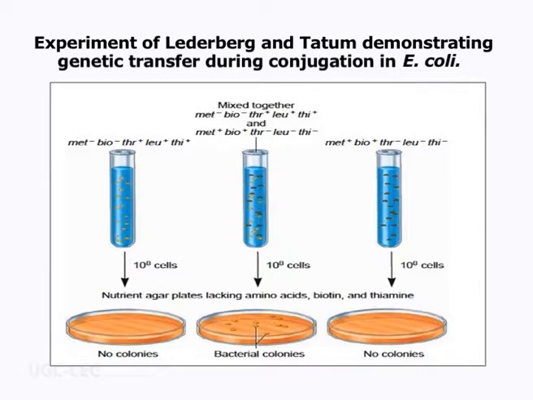On the other hand, when they mixed these two bacterial strains together and tried to plate them on minimal media, they could get bacterial colonies. From this, they could draw the inference that obviously some sort of genetic exchange is occurring between these two bacteria that is responsible for converting the auxotrophs into prototrophs. But as usual, the scientific community was not ready to accept this observation or this phenomenon.